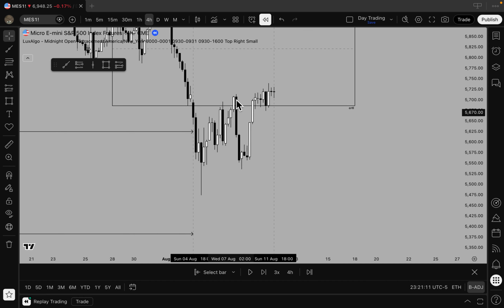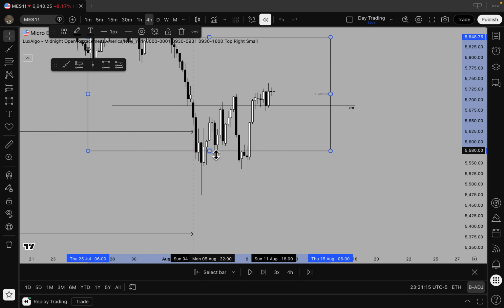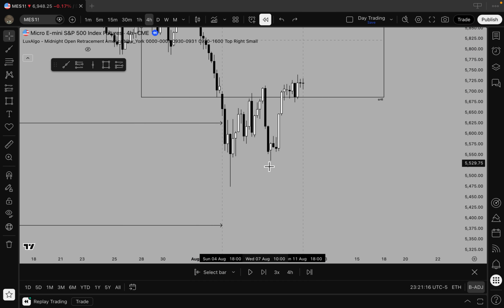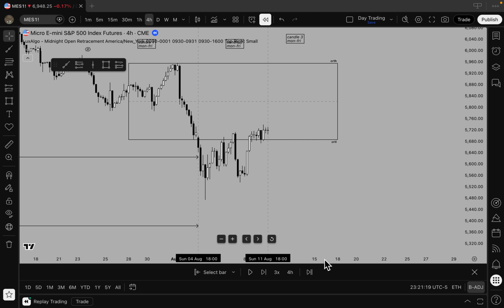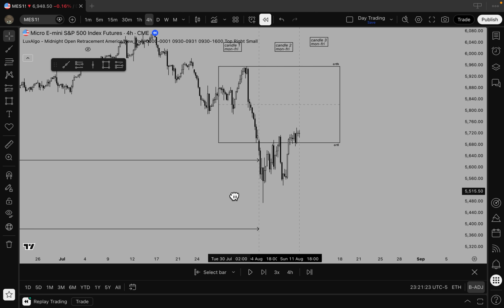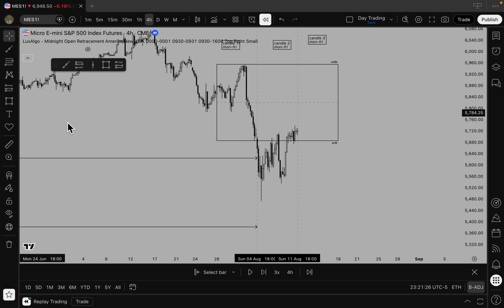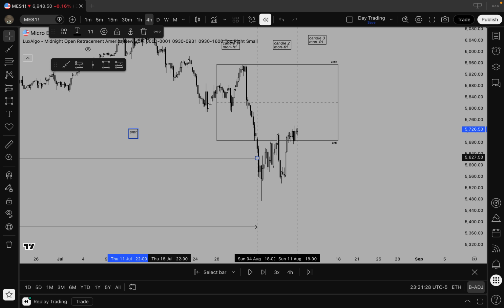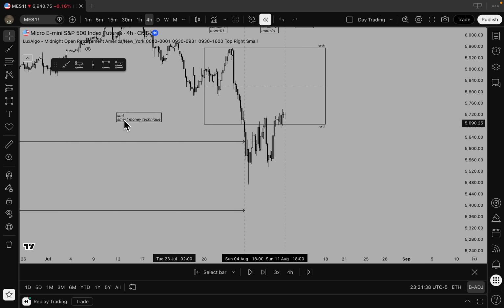You have your first break, second break. And this is why I have this right here, because we get an SMT. And an SMT is just, they call it smart money technique. And it sounds confusing, but I'll draw a little picture for you.